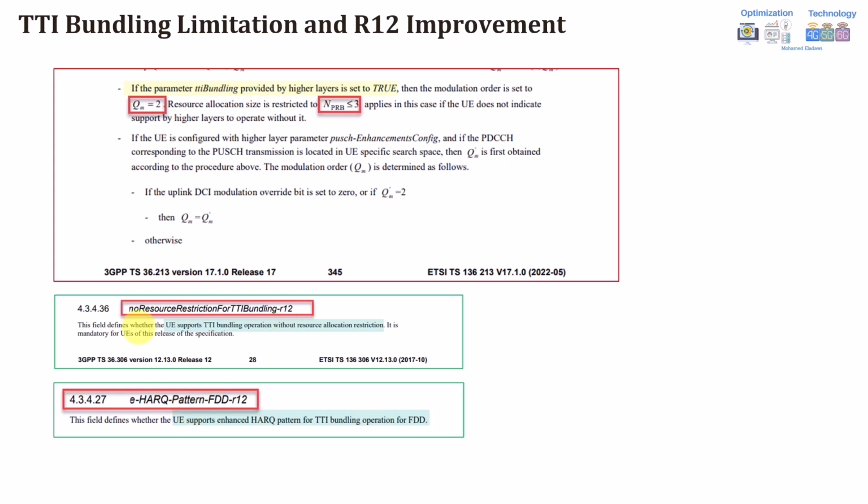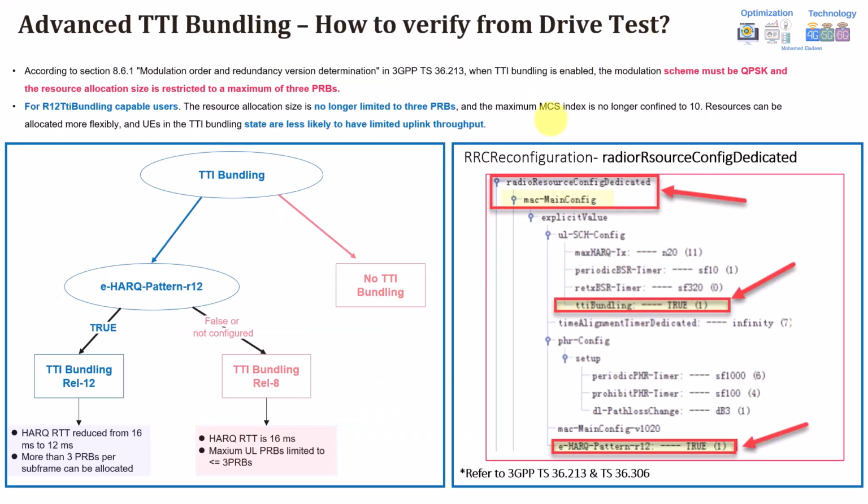And I will show you an example from the logs of how to verify and check this capability, and how to check whether advanced or enhanced HARQ is being enabled or not. So let's see. Here we'll check how to confirm from the logs whether TTI bundling in general is being activated or not. And the second point will explain what is meant by enhanced HARQ pattern release 12, and we'll check how to confirm it in the logs. The first two comments here are just quoted from the 3GPP document, which I just showed you in the previous slide.